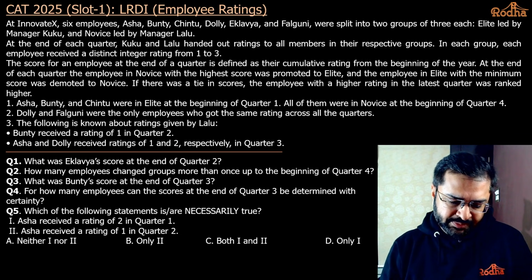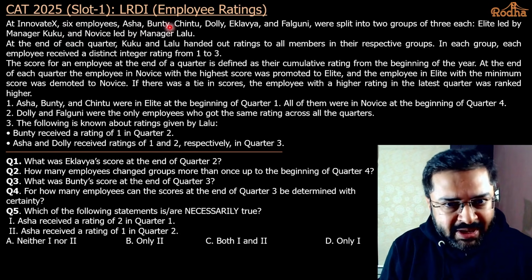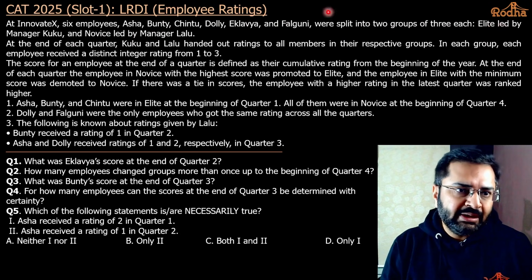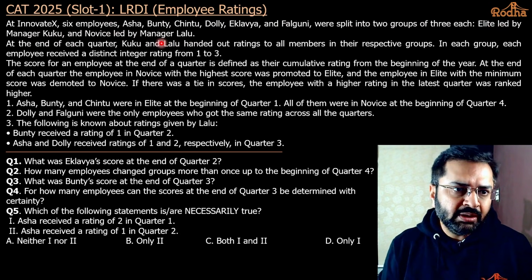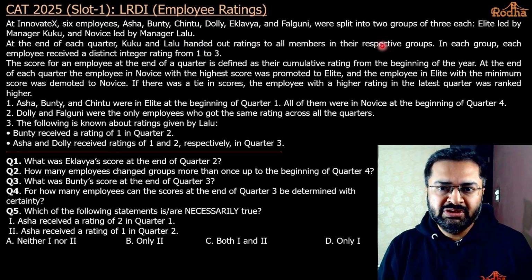Let's see what it says. At Innovatics, 6 employees A, B, C, D, E, F were spread in 2 groups of 3 each, Elite led by manager Kuku and Novus led by manager Lalu. Simple data. At the end of each quarter, they handed out ratings to all members in the respective groups.